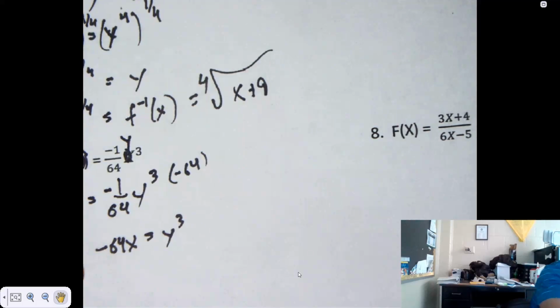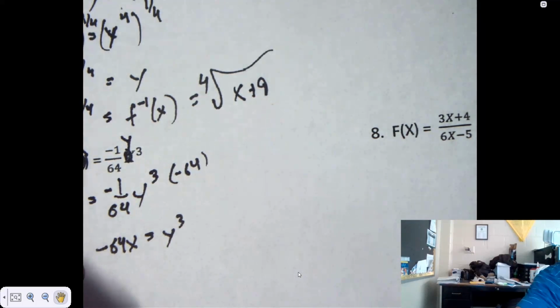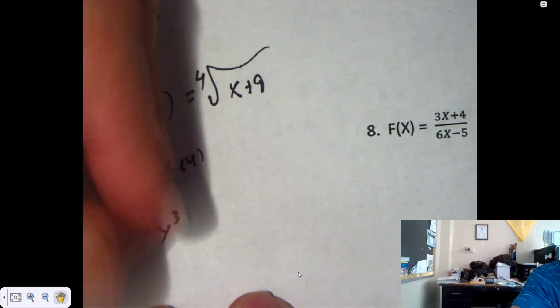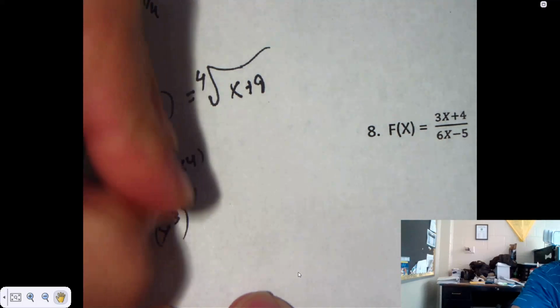Now, what's the opposite of cubing? Cube rooting. Remember, you got to isolate the power before you fix the power. You can take the cubed root. You can raise to the 1/3.